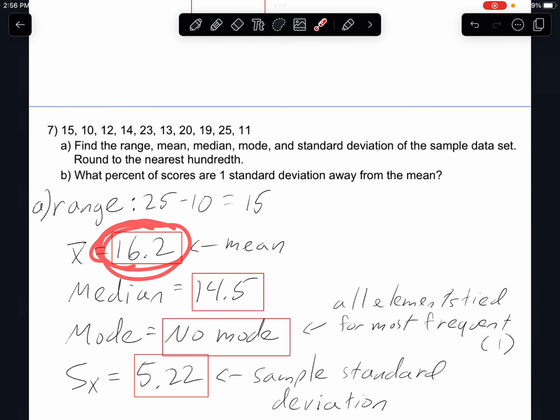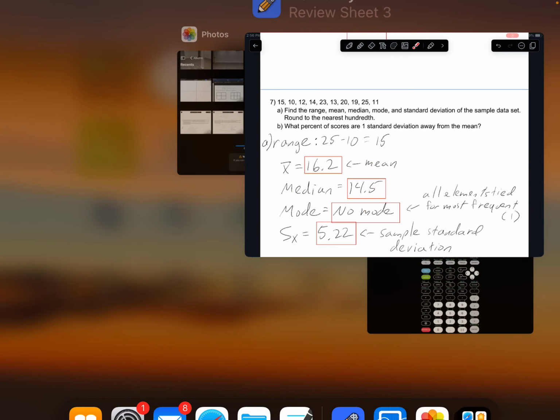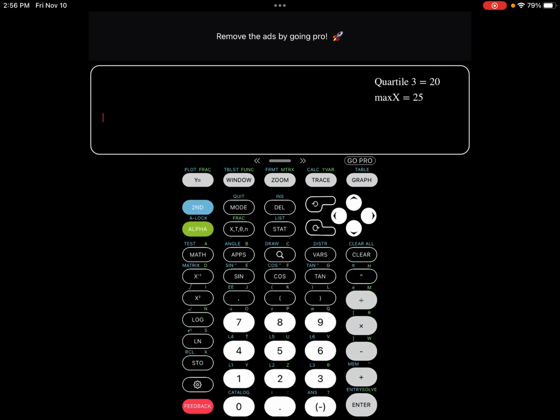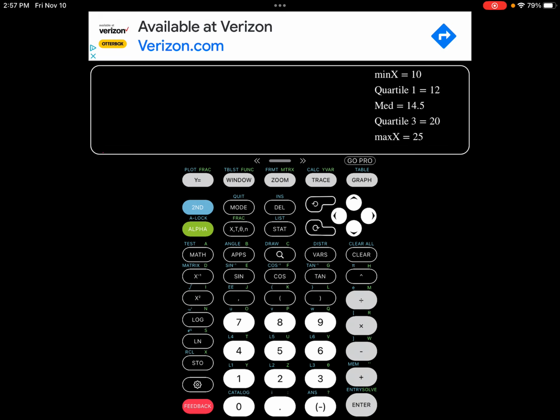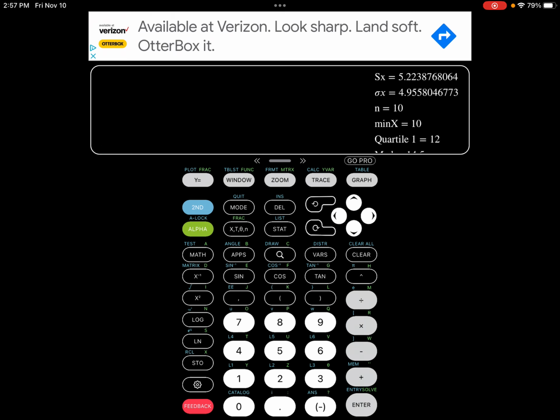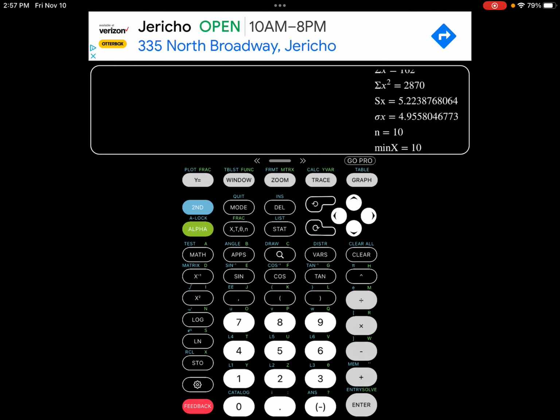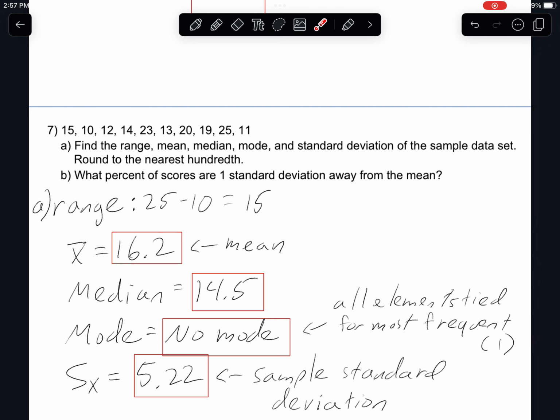It tells us the median also. If we scroll down a bit, the median here is where it says Med. That's 14.5. It also tells us a sample and population standard deviation. Sx is the sample standard deviation. Sigma x, 4.96, that's the population standard deviation. Since this data says sample, that means we are using Sx as our standard deviation.